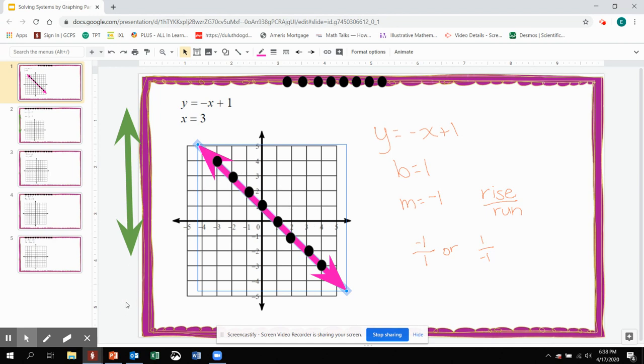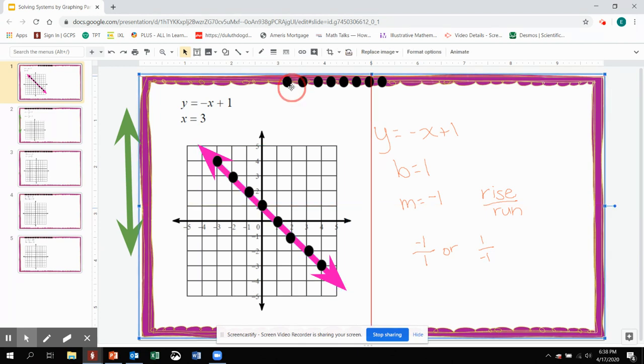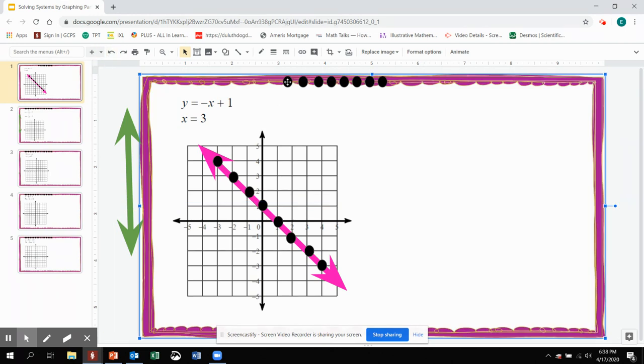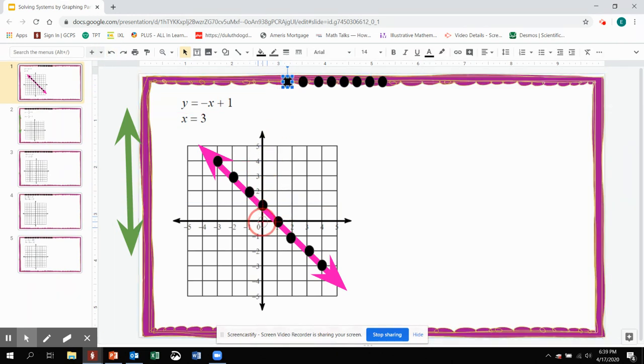Now I need to do the same thing for x equals 3. And x equals 3 looks strange because it's not in the form y equals mx plus b, but I need to take my points and find the place where x is equal to 3. To get to x equals 3, I need to remember my x-axis is this horizontal axis, so I would move right 3 units. And that is a point where x is equal to 3.